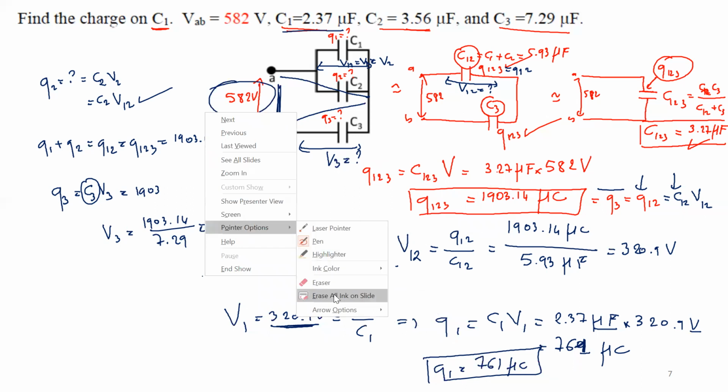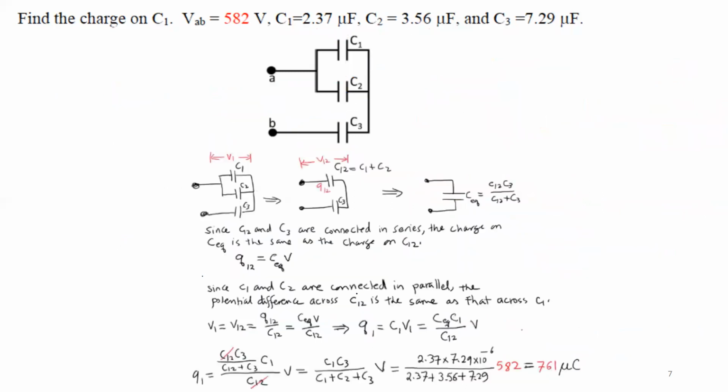So let me erase this, and that's the solution that I gave you already. It's here, but go through it. This should be very natural for you, and it will come very quickly. Always you calculate the equivalent capacitance, going step by step. From the equivalent capacitance, you know the charge here, Q123, which is just C equivalent multiplied by the voltage, which is 582. Now this charge will be the charge here, and it will be the charge here.